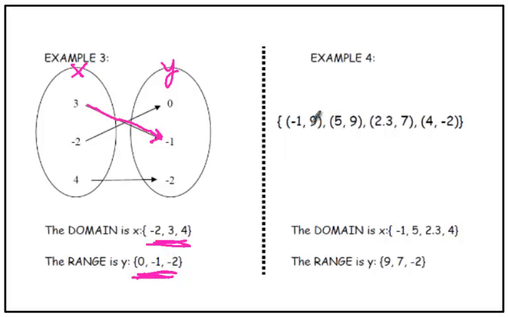Over here, from the given set of ordered pairs, all the x values, -1, 5, 2, 3, and 4, were placed in the bracket for domain, while all the y values, 9, 9, 7, and -2, were placed in the bracket for the range. Now notice we did not repeat 9. Whenever you are identifying the domain and range, you're specifically saying which values were used as a y value, and there's no need to say that 9 was used more than once as long as you specify that it was used.